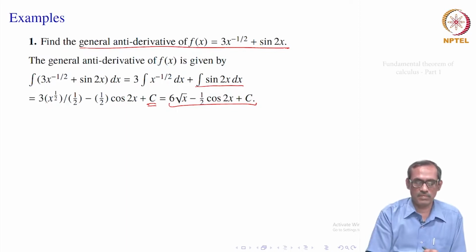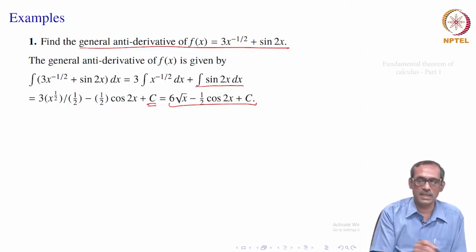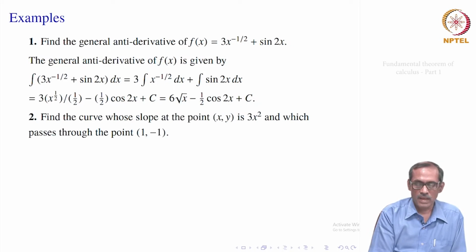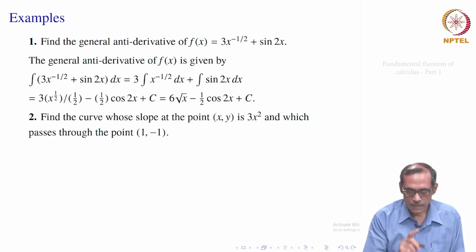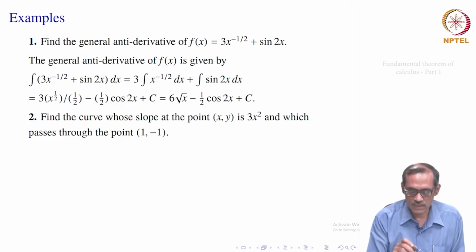So, this is how our formulas and the linearity property will be helpful. Let us go to the second one. Here we want to find a curve, there exists only one, that is what the question says, whose slope at the point x y is 3x square.